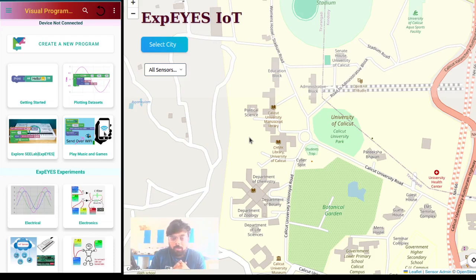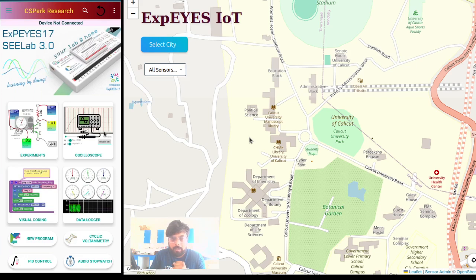Today, I'm going to talk about how to use the SEELab Internet of Things cloud. The Internet of Things basically means that your electronic devices can talk to each other through the internet. So how do we use this on this particular device?